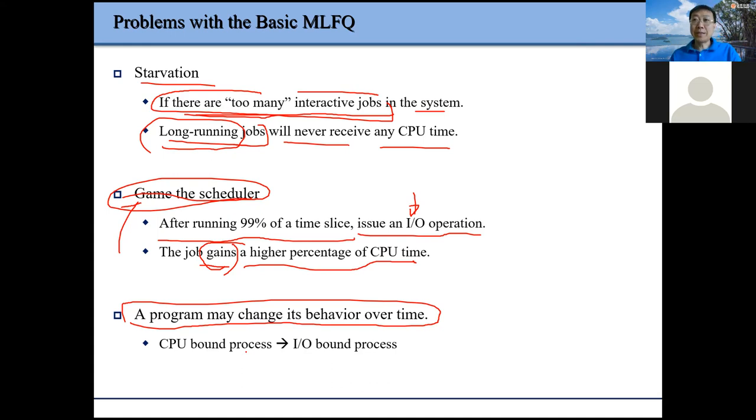In this situation, if we have already determined this program is CPU bound and requires a lot of computation time, this job will be put on the bottom queue with the lowest priority. But later it changes behavior and becomes IO bound. It doesn't need a lot of CPU time, however we cannot schedule it to run. So this may not be good.